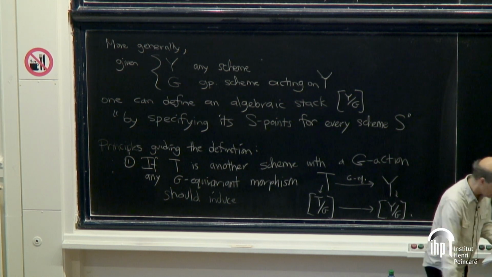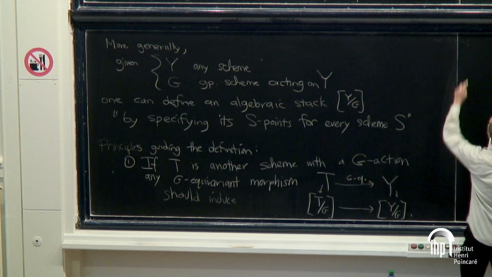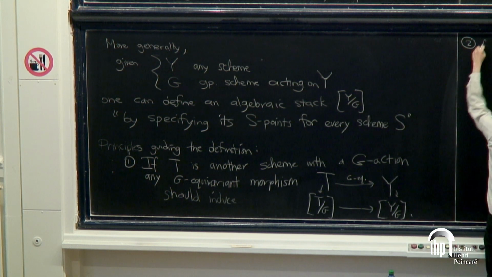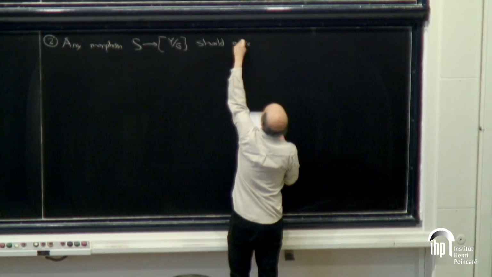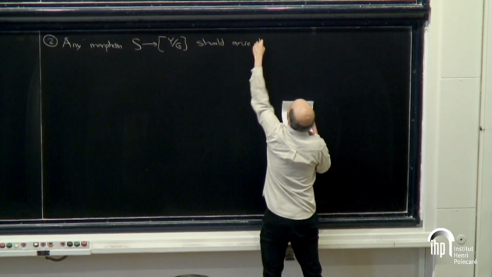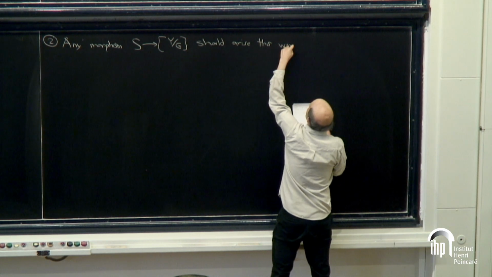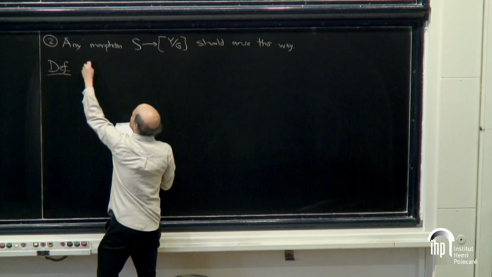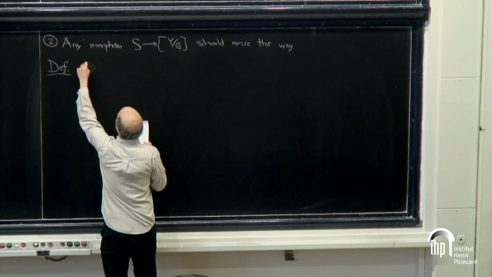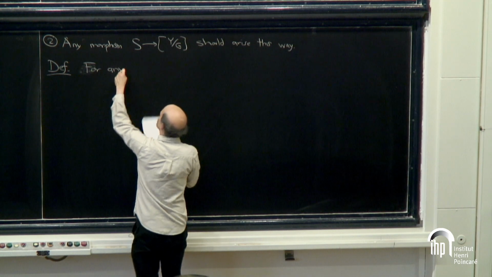Also, the other principle is that any morphism from any scheme to this quotient should arise this way, from some T and some equivariant map. So with this in mind, I can give you the actual definition of an S point of this quotient stack.